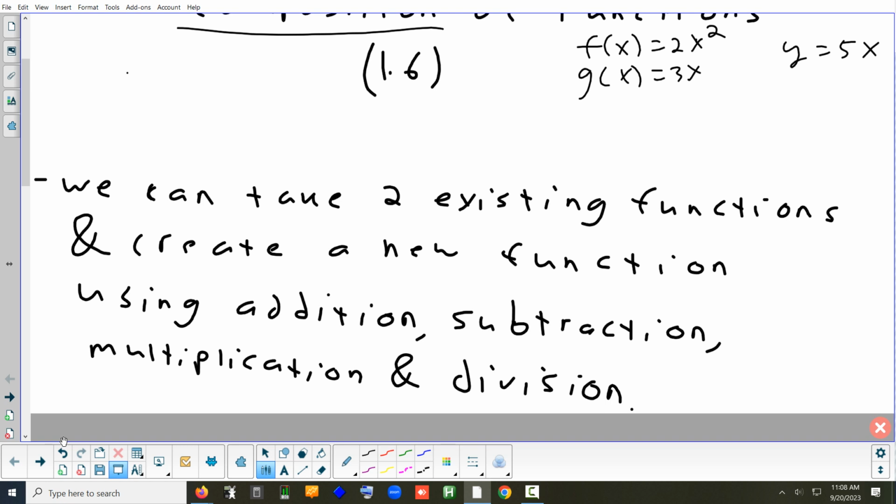When we add, subtract, or multiply, there's really not too much we have to be careful about. Division, we do have to be careful because you could take two functions that had a domain of all real numbers to start with. But if you combine them by dividing them, 2x squared divided by 3x, you just created a fraction. If your fraction could ever have a 0 in the bottom, we need to avoid that. Okay?